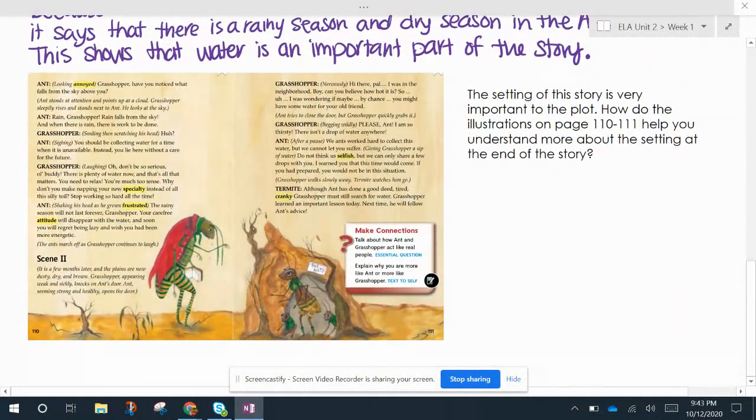Okay, let's go ahead and look at scene 2. Scene 2 is on pages 110 and 111. So again, the setting is very important to the story. How do the illustrations on pages 110 and 111 help you understand more about the setting of the story? I'd like you to go ahead and stop and answer that question and then check your work.